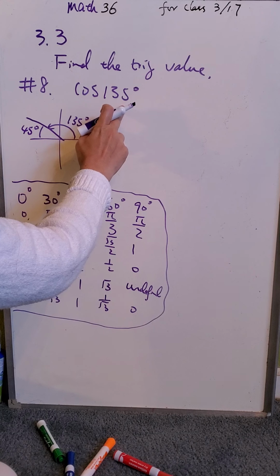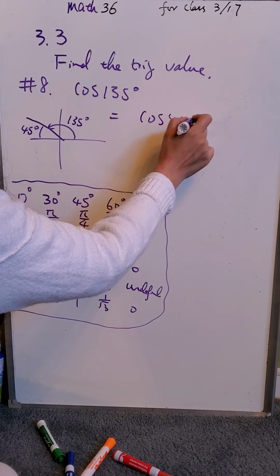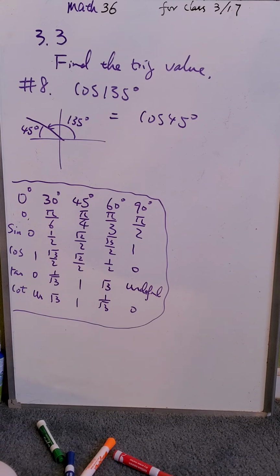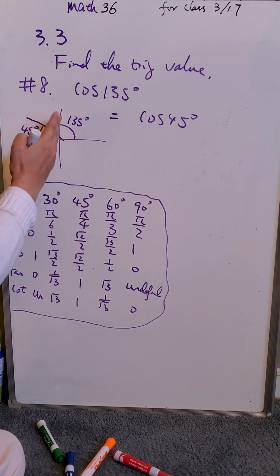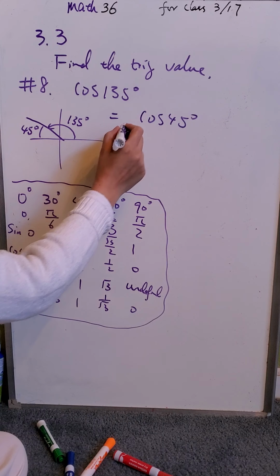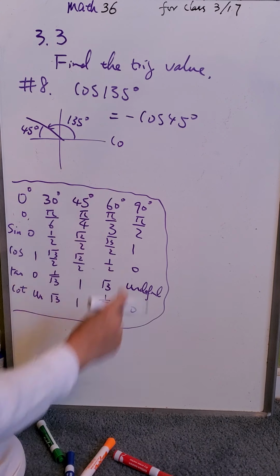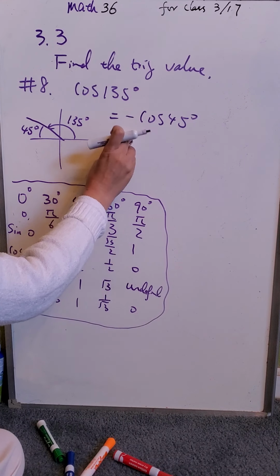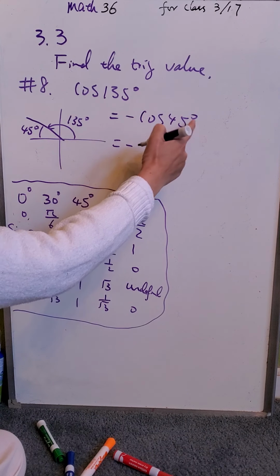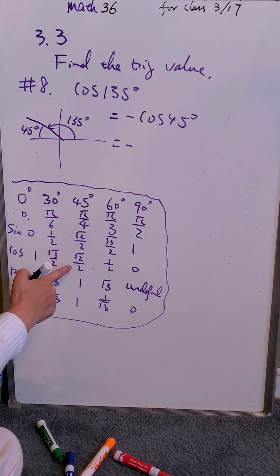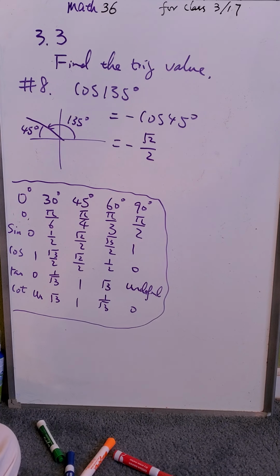So when you look for cosine 135, you're actually looking for cosine 45 in the second quadrant. Second quadrant for cosine is negative, because cosine on this side is negative. So you put a negative sign right here. So that's equal to negative, and cosine 45 is square root 2 over 2. And so that's number 8.